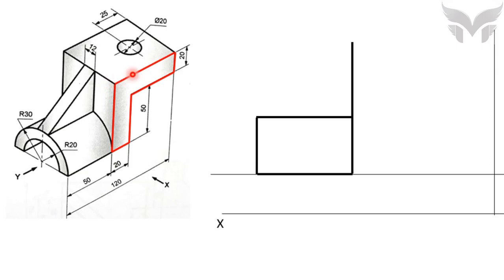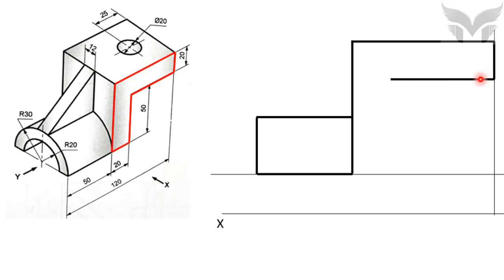Then you can see this horizontal edge. So let's draw a horizontal line. Now the next edge which you can see is this vertical one having length of 20 mm. So let's draw it too. Now let's go for this edge having length 50 mm.